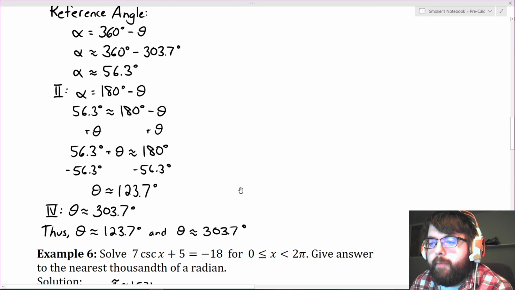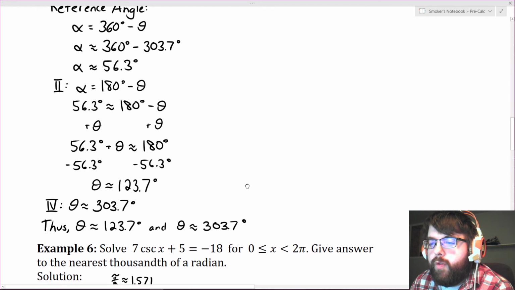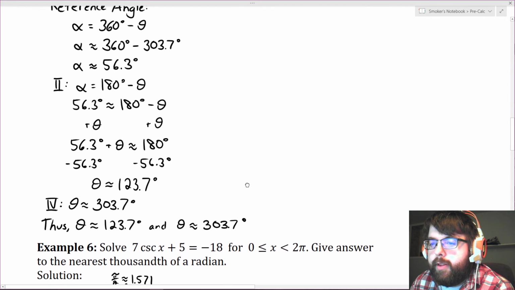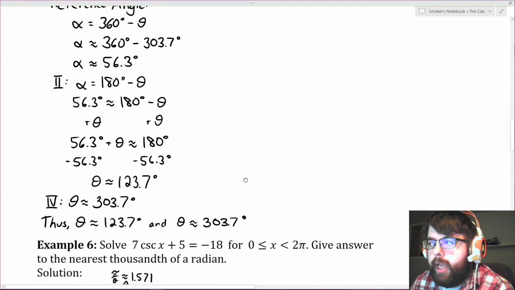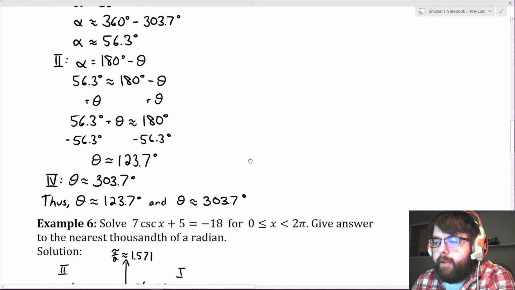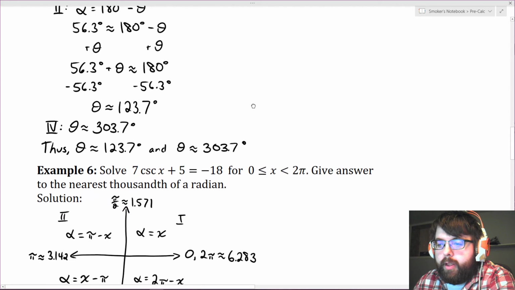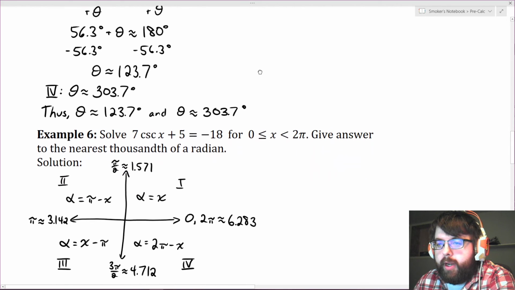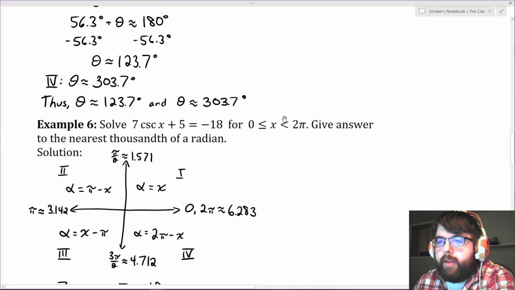Hopefully that makes sense. And so the next one I want to do is a radian problem. So hopefully everything's still in order here. Okay, example 6. We're going to solve 7 cosecant x plus 5 equal to -18, and we changed from a theta to an x, as we do for radian, and now we're between 0 and 2 pi, and we want 3 decimal places for radian.